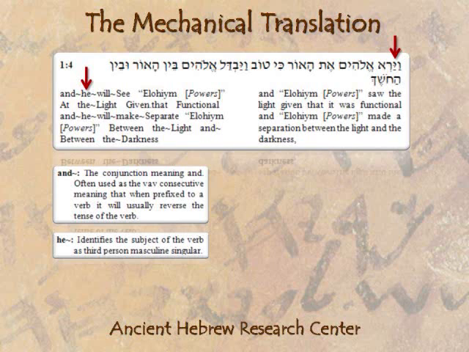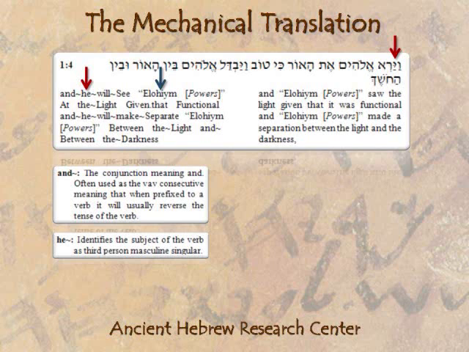The he, the subject of the verb, is oftentimes specifically identified after the verb. In this case, it is Elohim. Elohim is the subject of the verb and is the he in this word. Also, the yod prefix identifies the tense of the verb as imperfect.